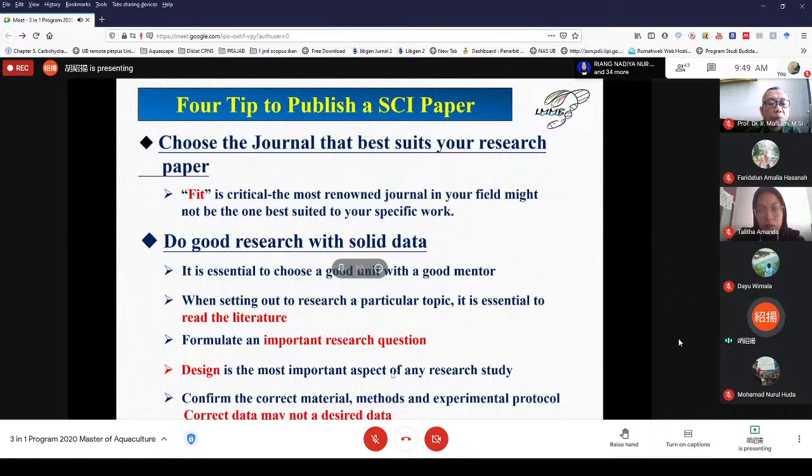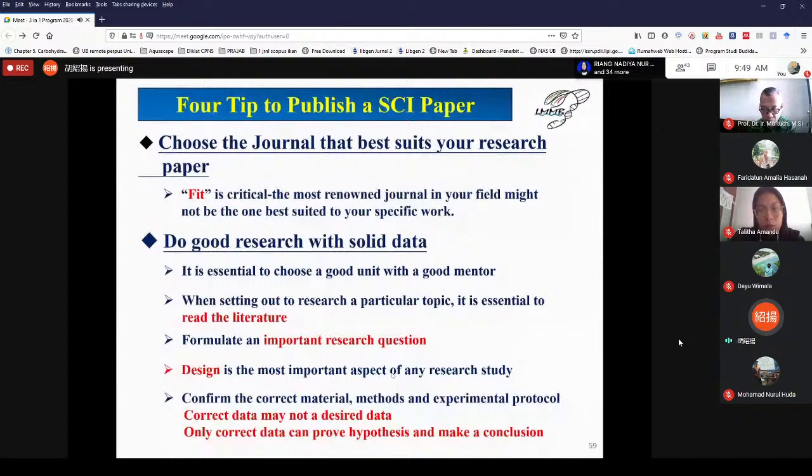Okay, design is quite important. Design is the most important aspect of any research study, because all editors look at the quality of the study design as the first parameter. So if your design is defective, when you submit the paper, maybe the submission will not go through the review process. Maybe the editor will directly reject the submission. So the experiment design is quite important.